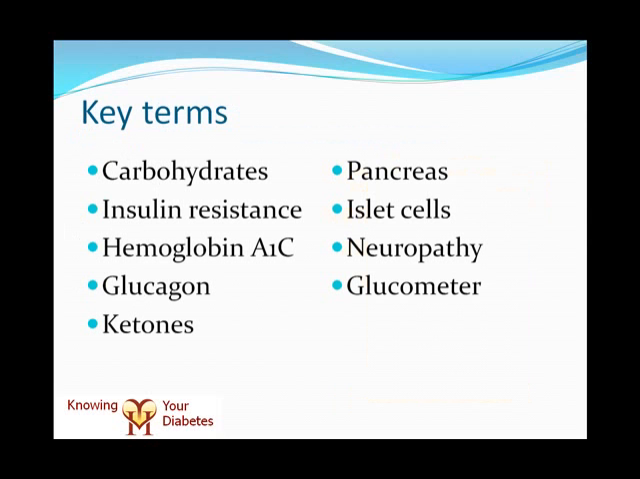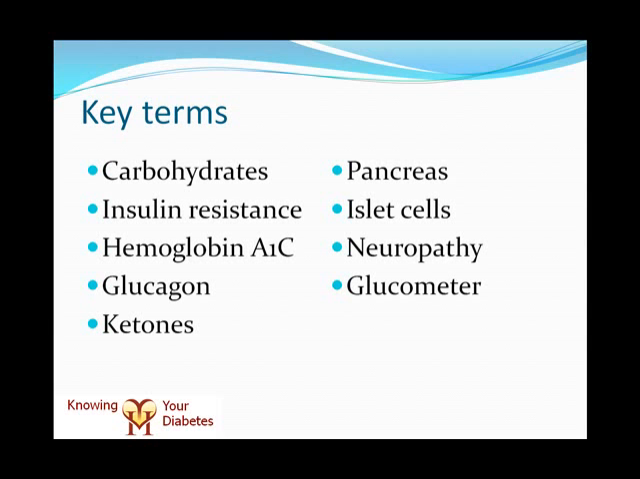To get you started, let's talk about some of the key terms that are important for you to understand. We use a lot of big terms with a lot of letters in them, and it's really helpful to know what they actually mean. Carbohydrates are sources of energy found in our diet, along with fats and proteins, and carbohydrates break down directly into sugar or glucose. So consuming carbohydrates in your diet will significantly increase your blood sugar.